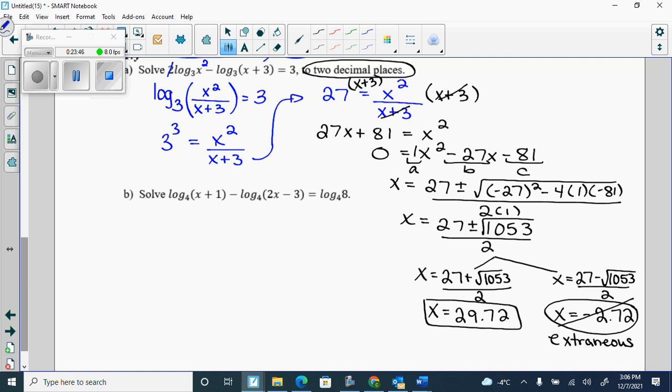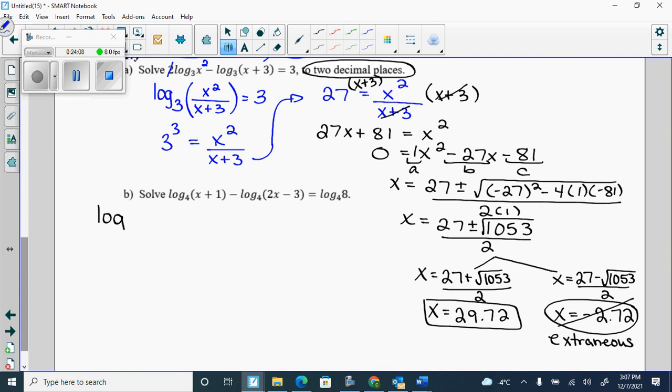I'm going to tell you for B. With B, you could end up doing division if you want. Or you could make it easier on yourself and do what possibly? What's another option we could do to not have to divide x plus 1 by 2x minus 3? Could I just add this log over here? Yeah. I would just add the log over.